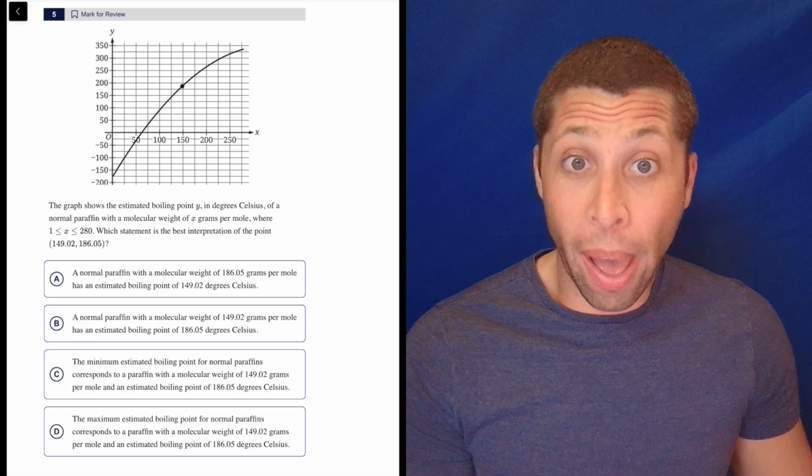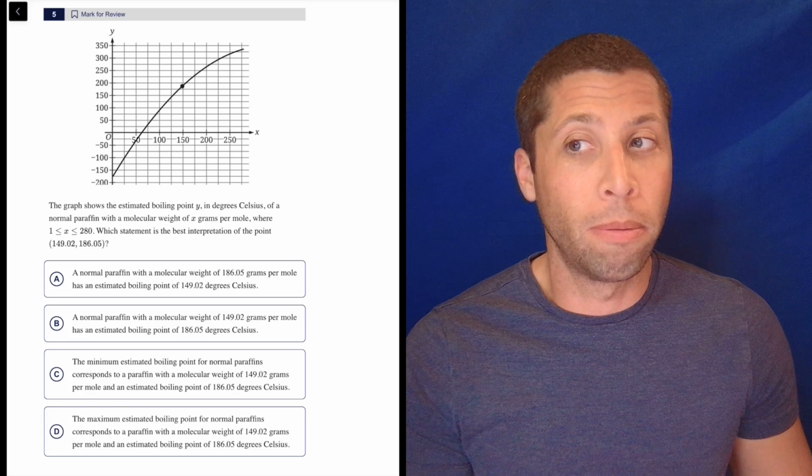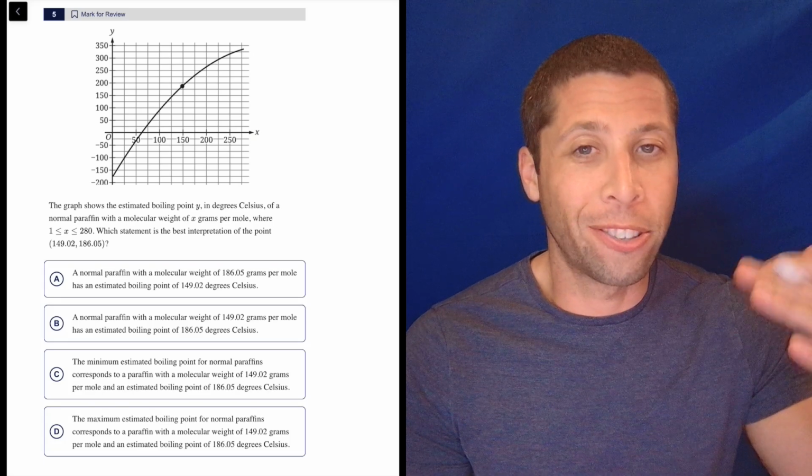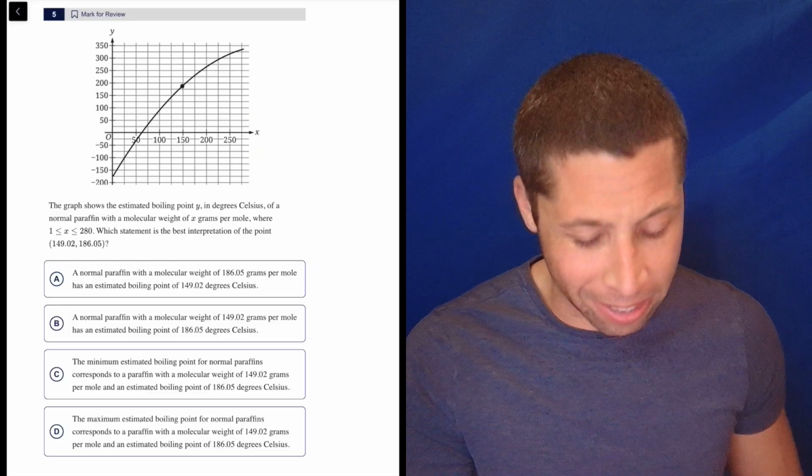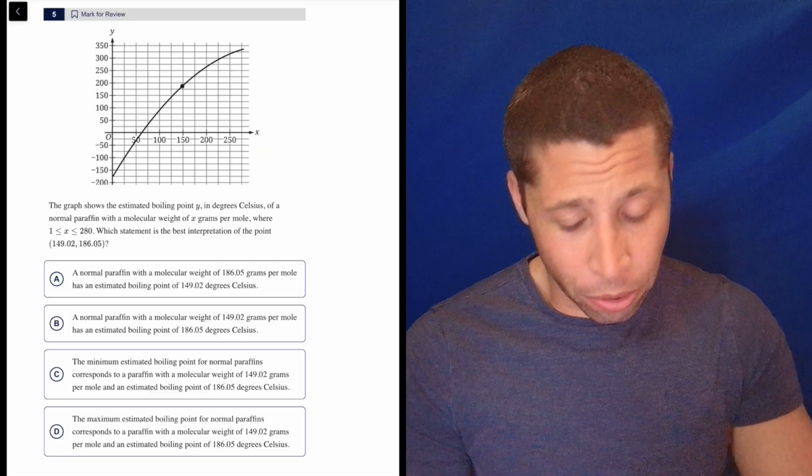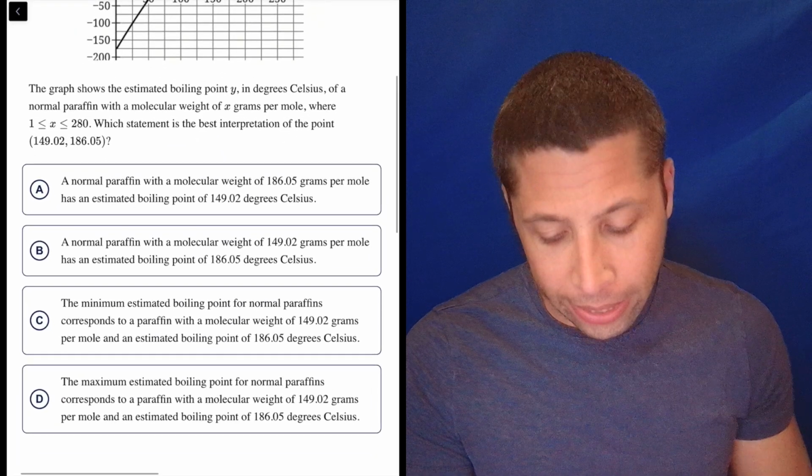Yeah, this is a long math question, and we are in the hard module. But remember, there's still easy questions in the hard module, so not everything's going to be hard. So let's ignore the graph for a second. Let's just see what they're even telling us in the question.